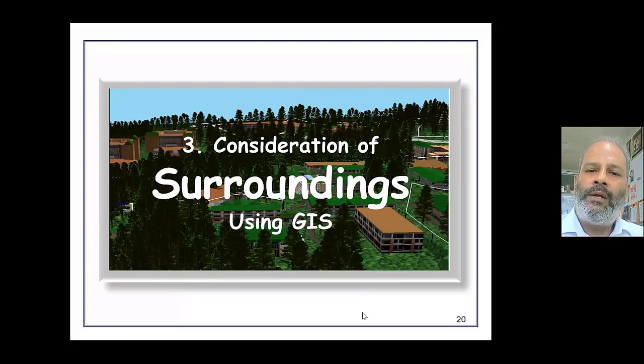Therefore, we need to model surroundings also to have a sustainable or unique solution, the way we model a particular building. The geographic information system is a technology which is widely used to model surroundings. If we model surroundings, then we have a model of surroundings just like the model of building. So now we'll go into how to use the GIS to consider the modeling of surroundings.